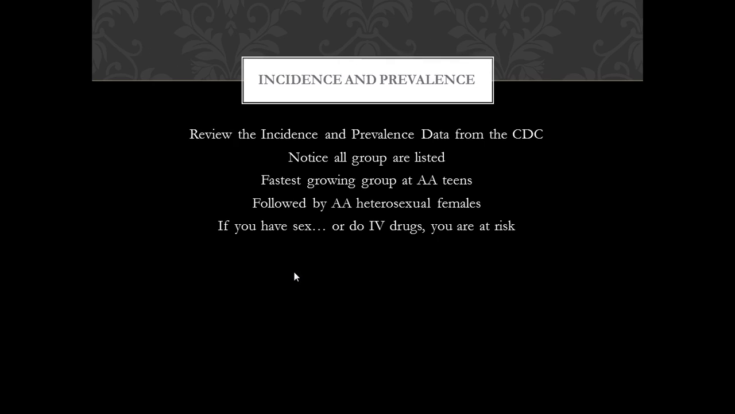So the incidence and prevalence. I'd like you to review the incidence and prevalence data from the CDC. You notice that all groups are listed. The fastest growing population are African American teens, followed by African American heterosexual females. If you have sex or you do IV drugs, you are at risk for HIV. Everyone that falls into those categories of being sexually active or actively using IV drugs falls into the at-risk category. However, there are some populations which are at a greater risk for HIV.